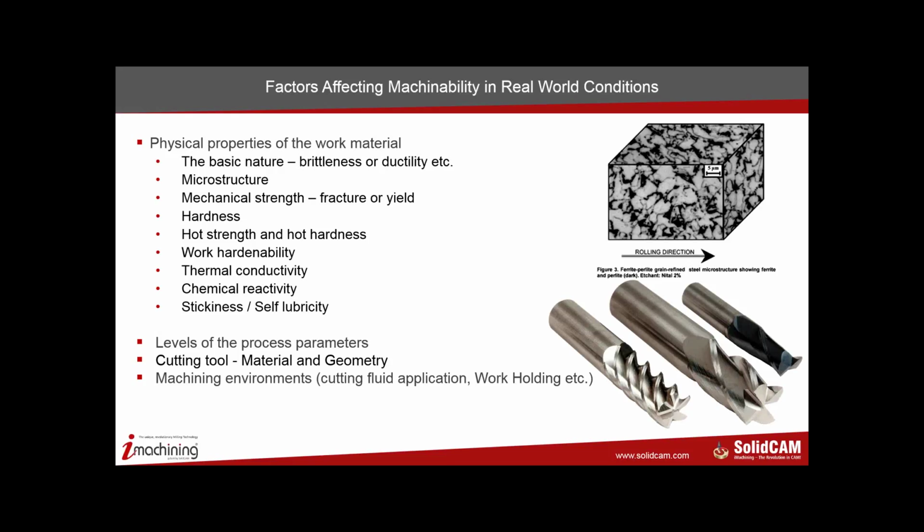We need to consider the strength of this material and the amount of hardness that it can reach at higher temperatures. We need to consider if this material is work hardenable. We need to consider if its thermal conductivity is good or bad. We need to consider if this material has chemical reactivity or not, whether this material is sticky, whether it can give self-lubrication, for example, cast iron. The level of process parameters greatly influences the machinability. Excuse me.